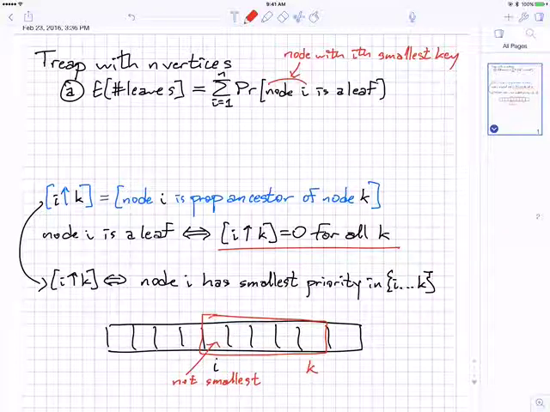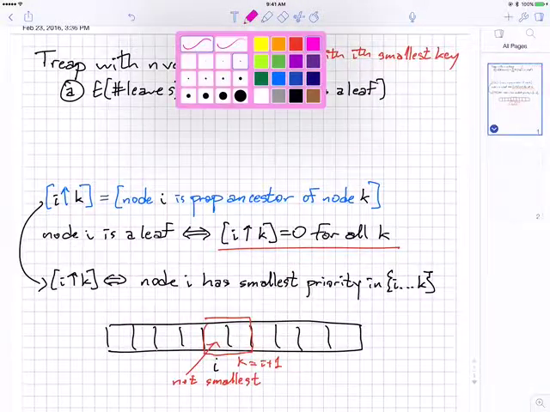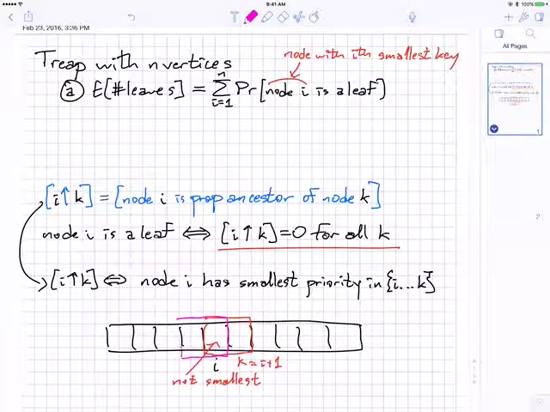So being a leaf means that for every box that I draw like this, this number is not the smallest thing in this box. And in particular, that's true for this box, where K is just equal to I plus 1. And it's also true for this box, where K is equal to I minus 1. And I claim that just thinking about those two boxes is enough, right?